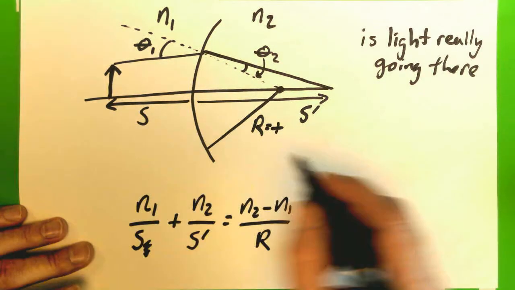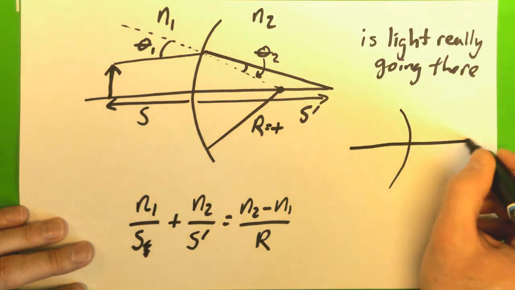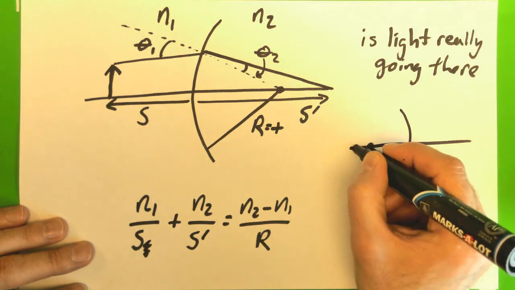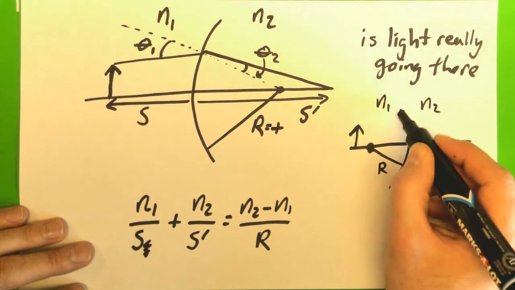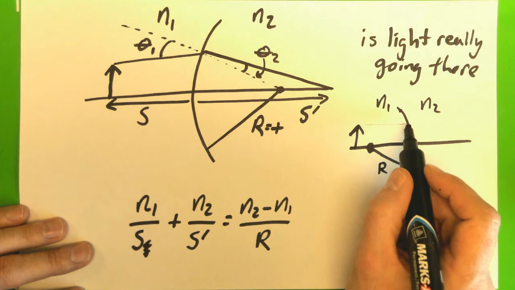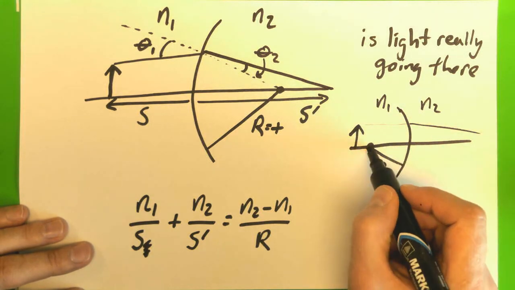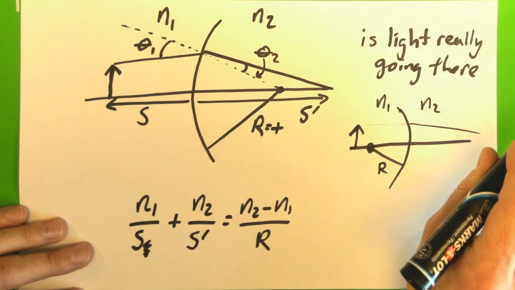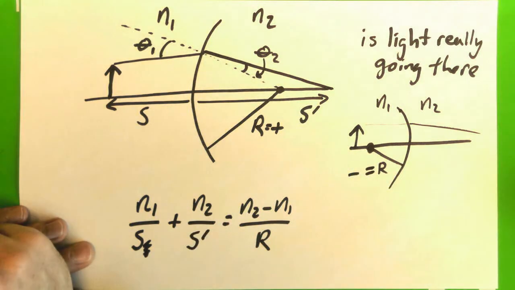Now, if I had the case like this, and the radius is now over here, and I have my object over here, so it's inside. If it's inside, now the light hits this surface and continues out this way. But the radius is on this side. So the light, after hitting the surface, goes this way. Therefore, in this case, the radius is negative.